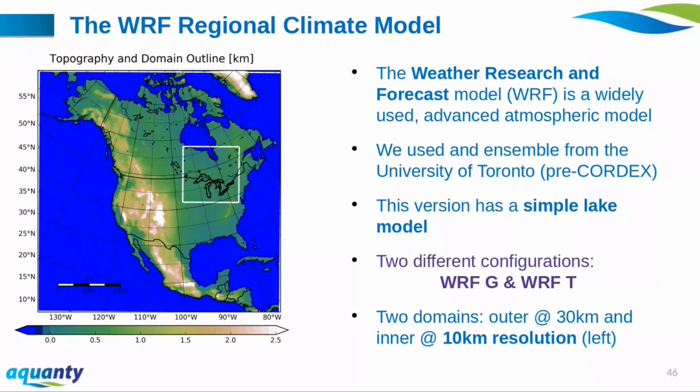This is the model domain. There's an outer model domain at 30-kilometer resolution, and then an inner model domain at 10-kilometer resolution. This kind of nesting is a common approach in regional climate modeling, and these resolutions, 30 and 10 kilometers, are also pretty typical. Right? And there were 2 different configurations, and this will become important later. There's the WRF-G configuration and the WRF-T configuration. So just keep in mind there are 2 different ones.